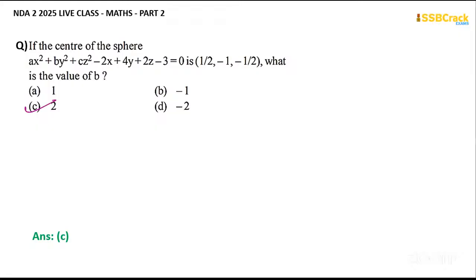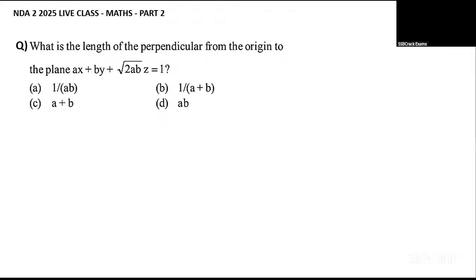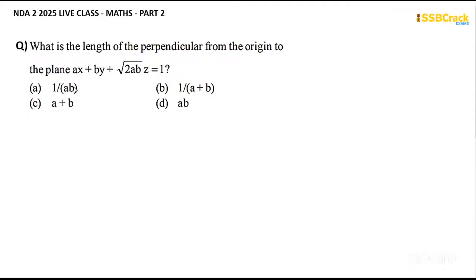So option number C is correct. Next question: they are asking what is the length of the perpendicular from the origin to the given plane? Okay, so the plane is... the length of the perpendicular from the origin to the plane is given by the equation.